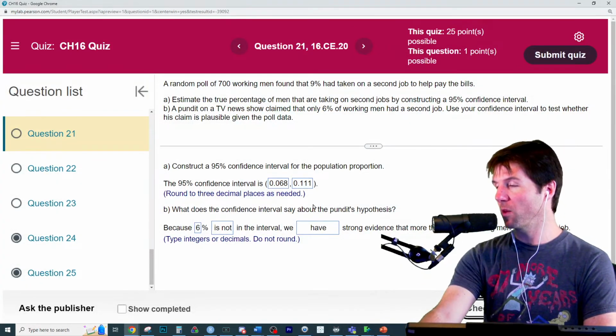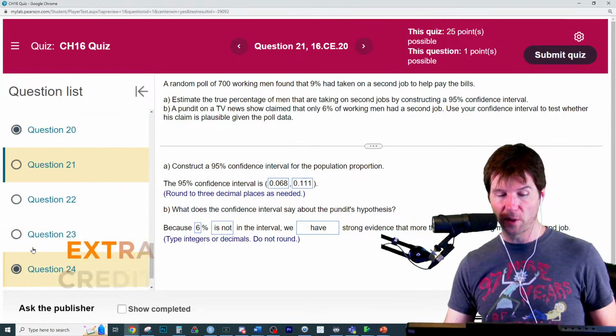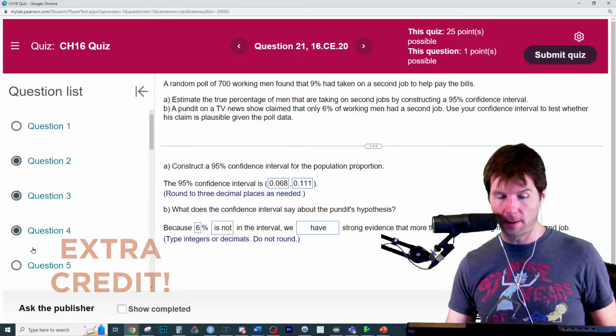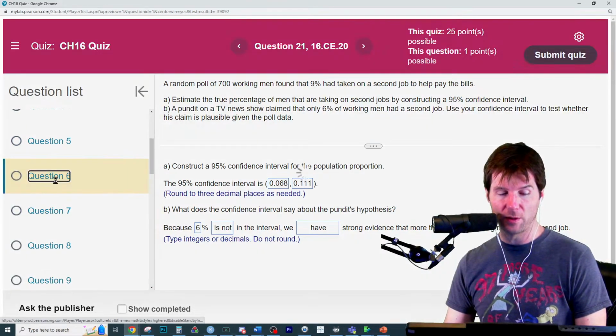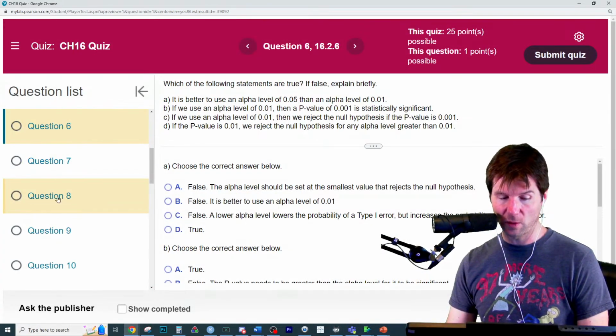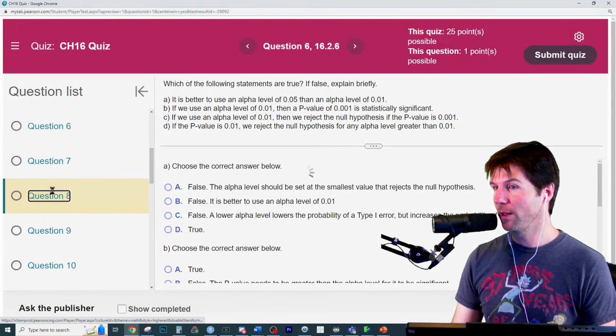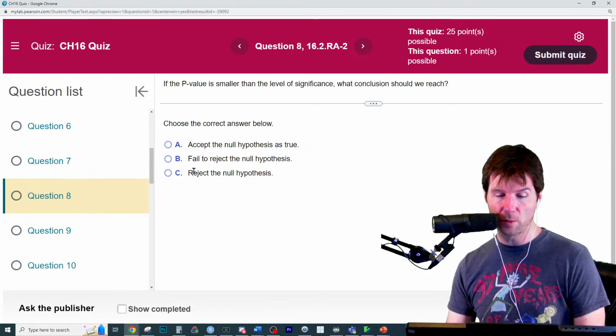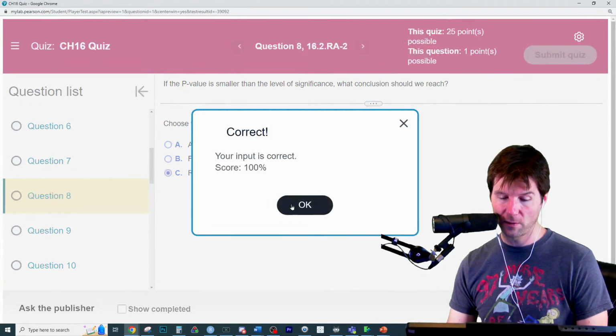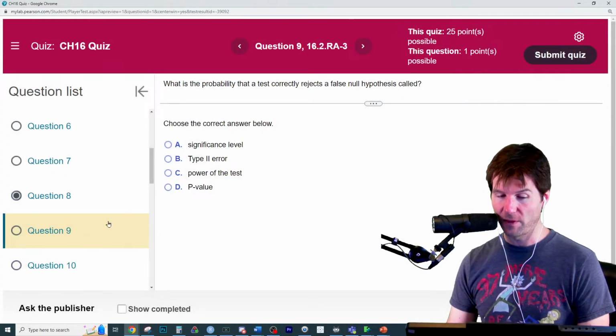Does that make sense, Kelsey? Thank you for asking this one. It's good practice, good review, and we've done a lot of problems today, a lot of easier ones to start, where it just asks basic questions. Ready? If the p-value is small compared to the level of significance, what should we do? Reject the null. When the p-value is low, reject the null. Just some fun problems. What is the probability that a test correctly rejects a false null?